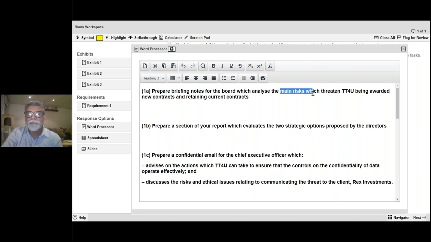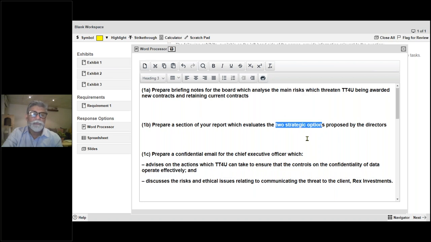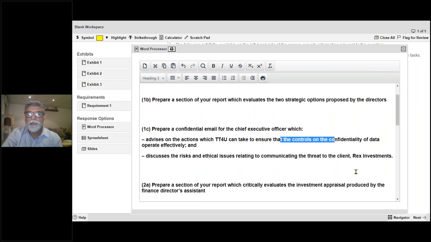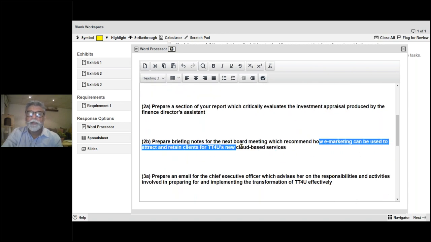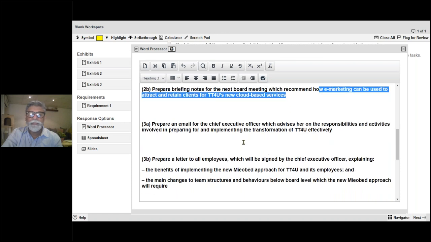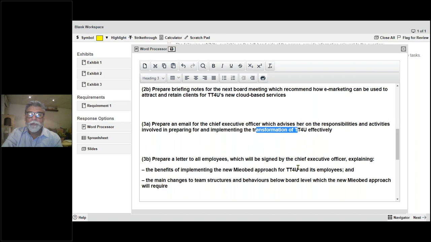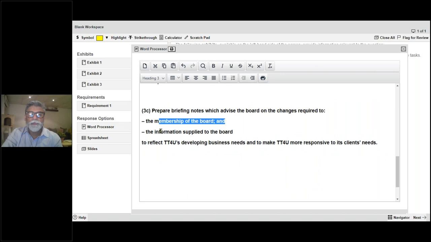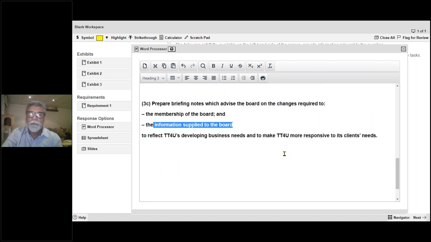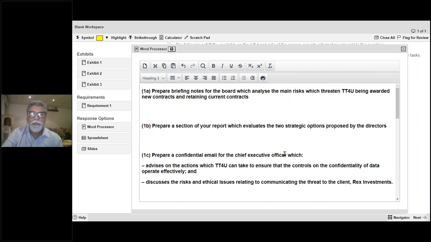Let's revise: risks, two strategic options, data security and control, investment appraisal, e-marketing of cloud-based services, transformation. This one looks like MyOBED, and board of directors and information to the board. Are you guys okay? Now we know what the requirements are. We have got a high level understanding of the requirements.